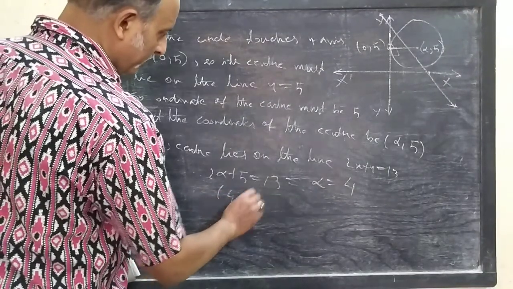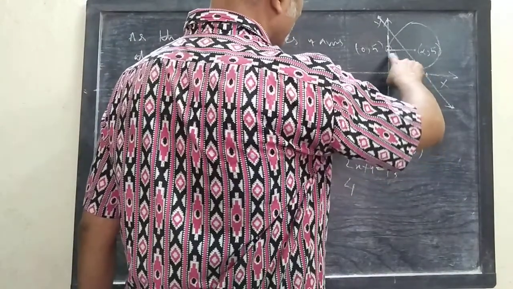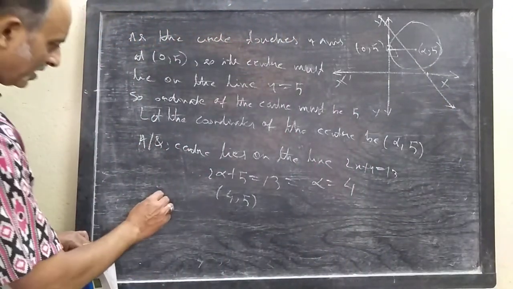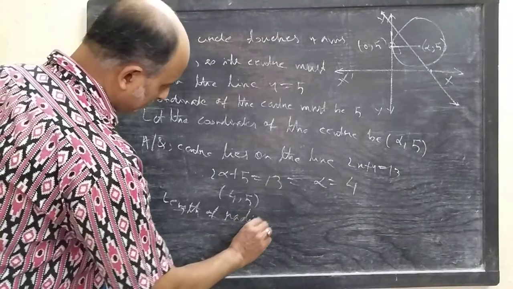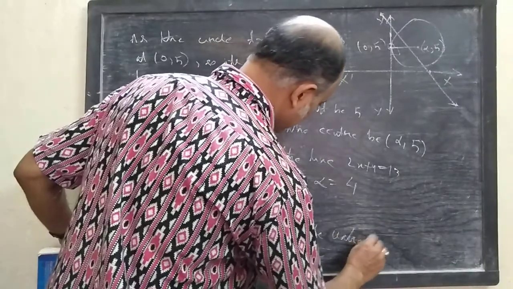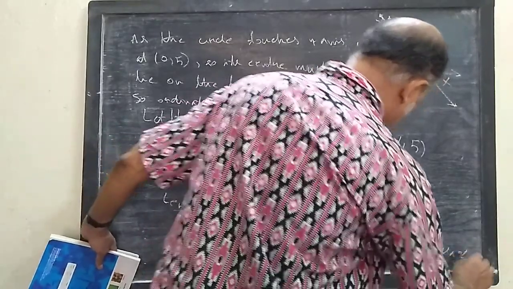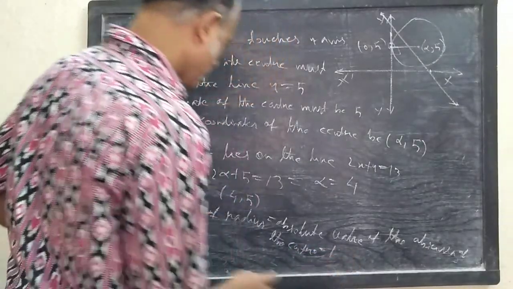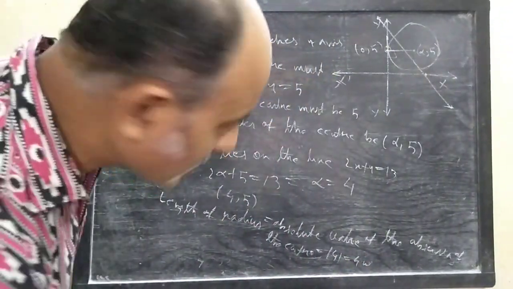And you know when a circle touches the y-axis, then the absolute value of the abscissa of the center is equal to the length of the radius. So the length of radius is equal to the absolute value of the abscissa of the center, which is mod of 4, equals 4 units.